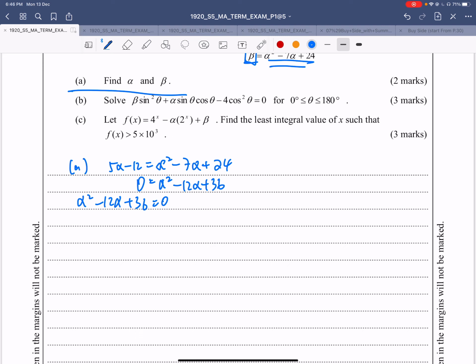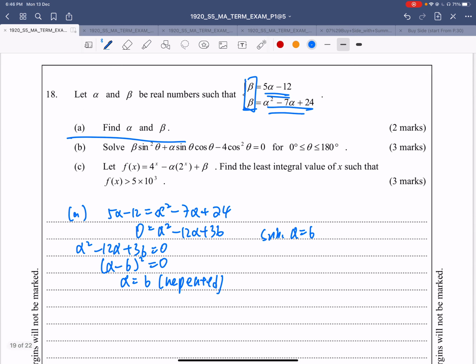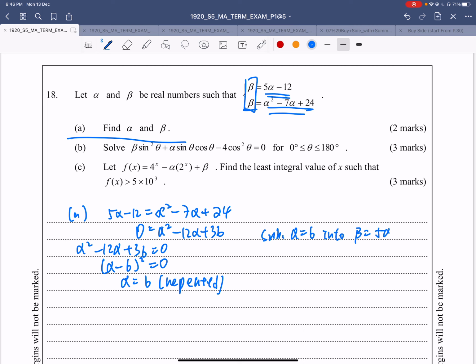You can obtain that alpha is equal to 6, a repeated root. So better write down (alpha minus 6) squared equals 0, alpha equals 6 repeated. So no matter what, alpha must be 6. Substitute alpha equals 6 into beta equals 5 alpha minus 12. Beta equals 5 times 6 minus 12, which is 30 minus 12, which is 18. Therefore, alpha equals 6, beta equals 18. This is the solution for part A.